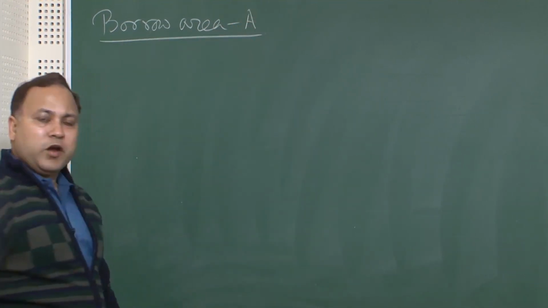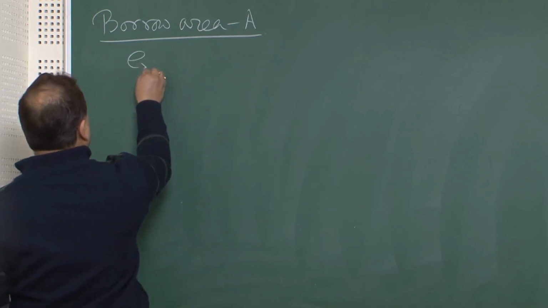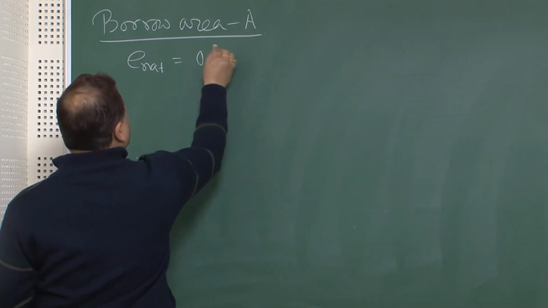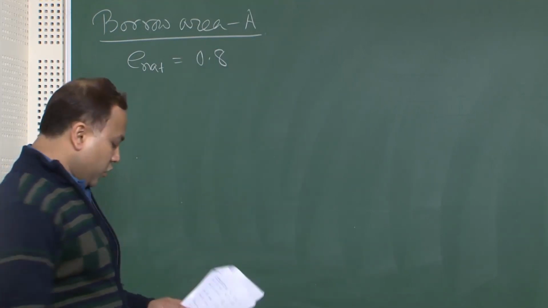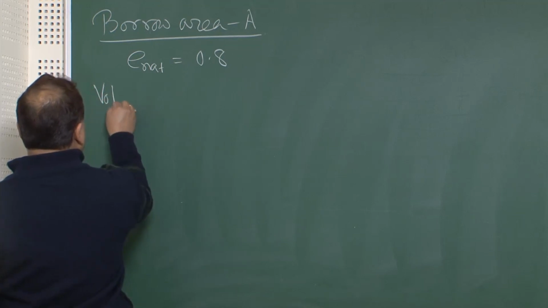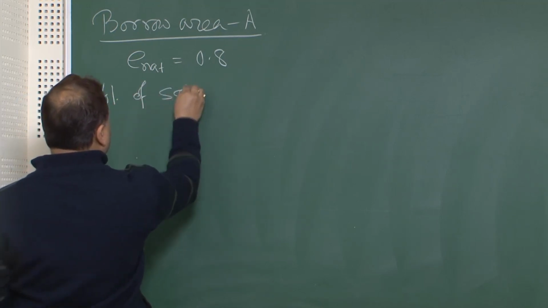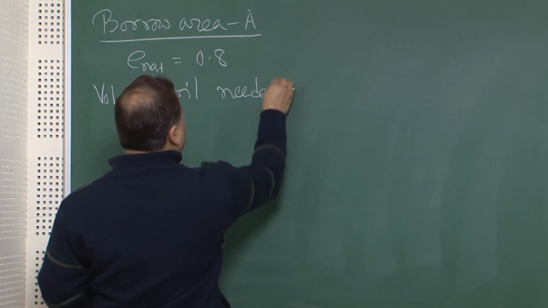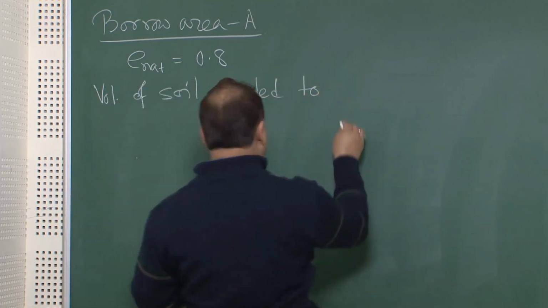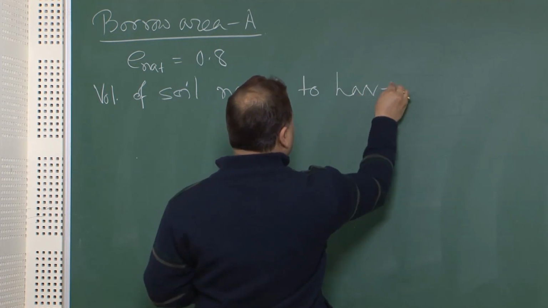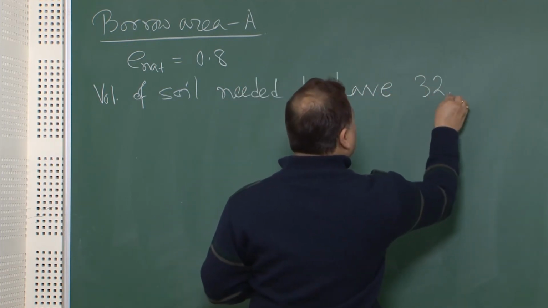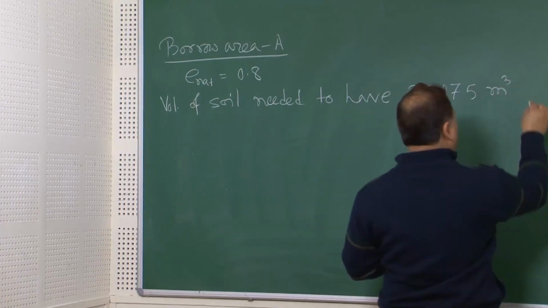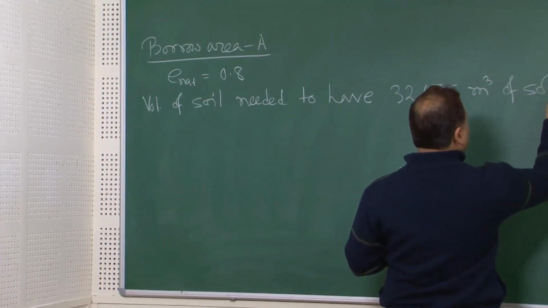So, what is the natural void ratio in borrow area A? E natural is given as 0.8. So, the volume of soil needed to have 1 cubic meter of solids.